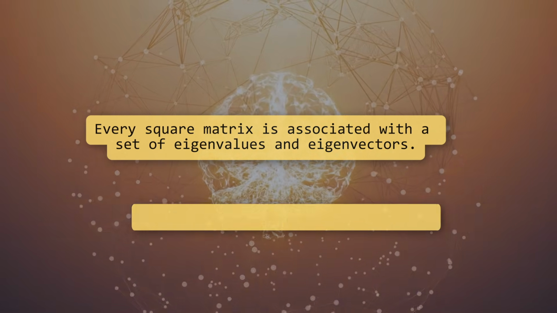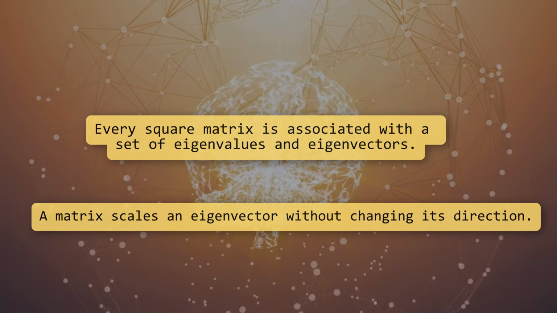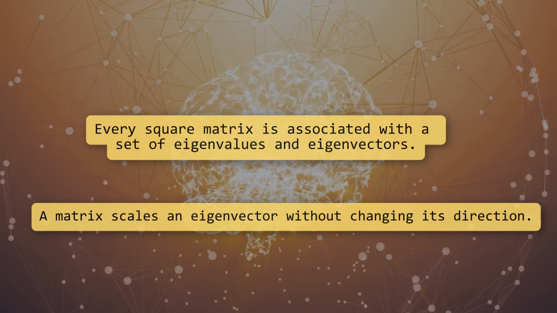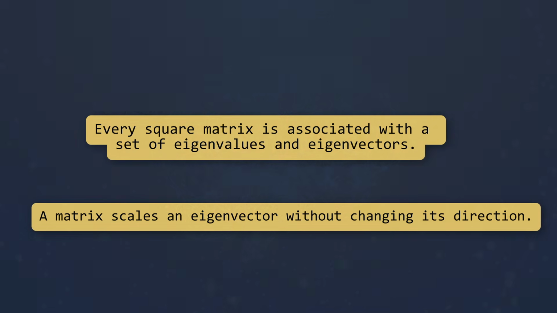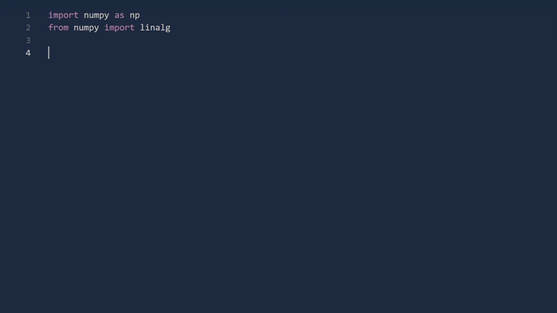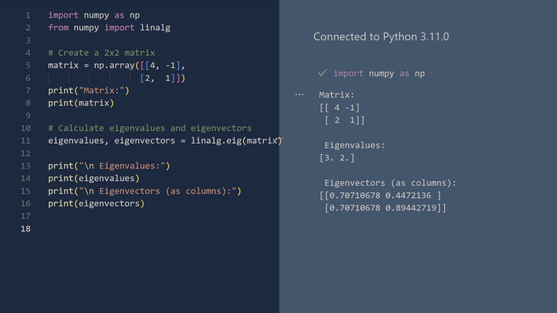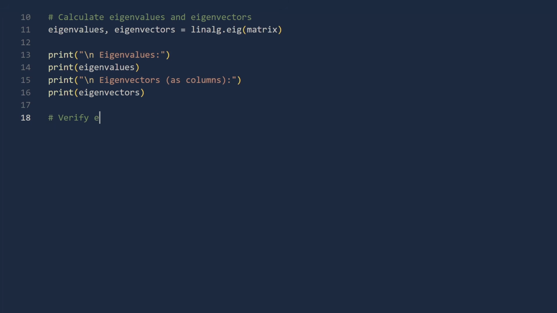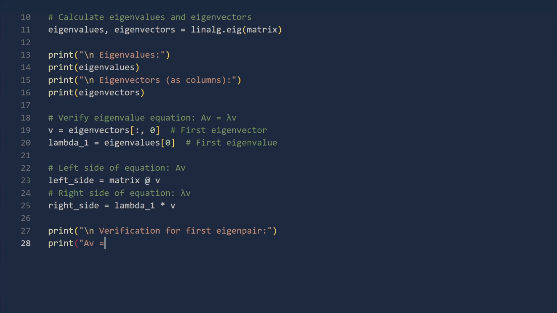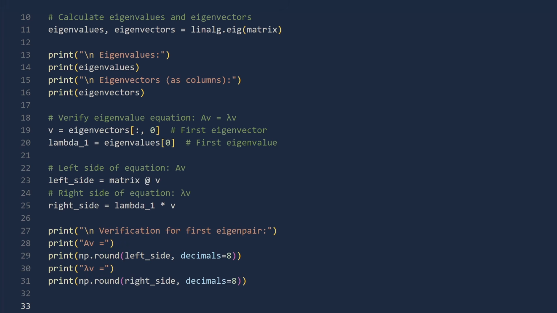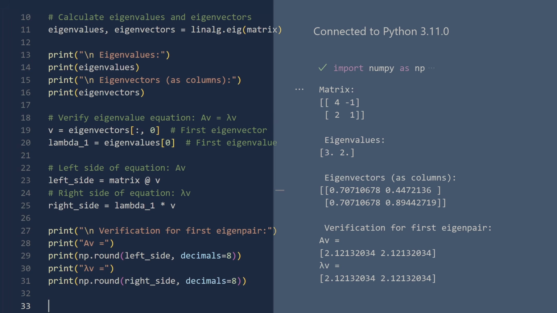When a matrix transforms an eigenvector, the result points in the same direction as the original vector, scaled by its eigenvalue. Let us calculate these values using NumPy's linear algebra module. Run. Let us verify this fundamental property by comparing both sides of the eigenvalue equation. Run. The calculations confirm our mathematical understanding.